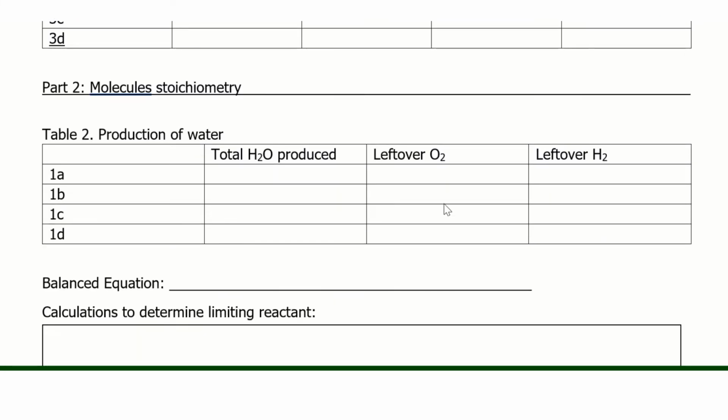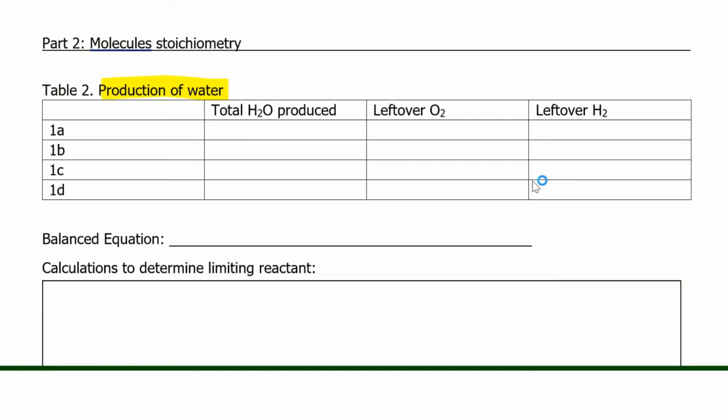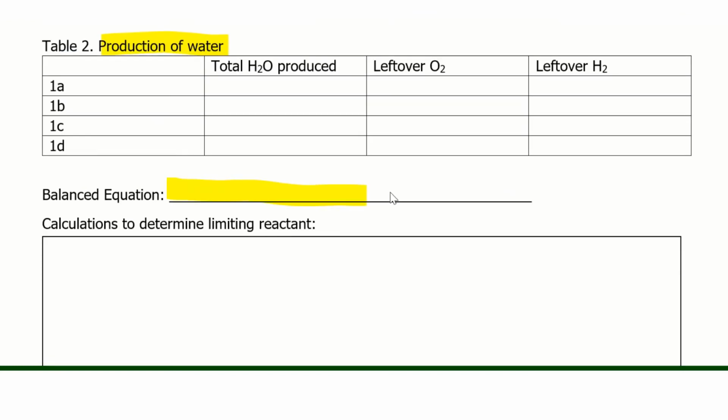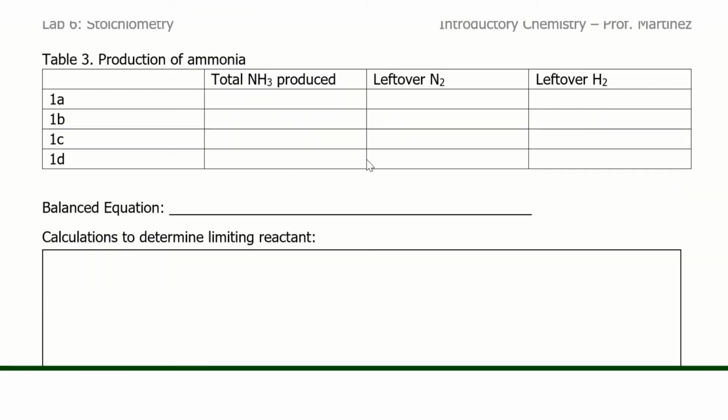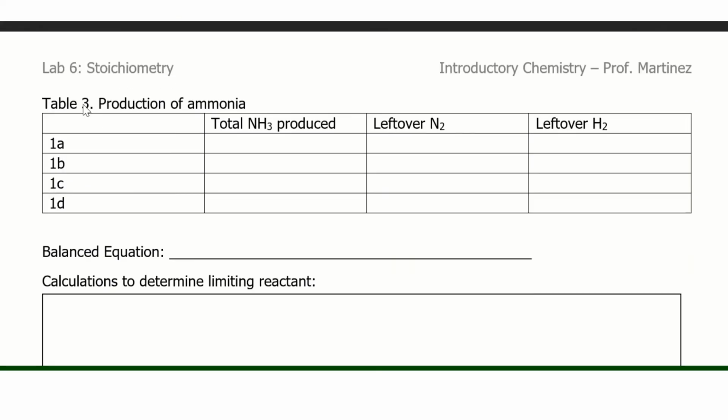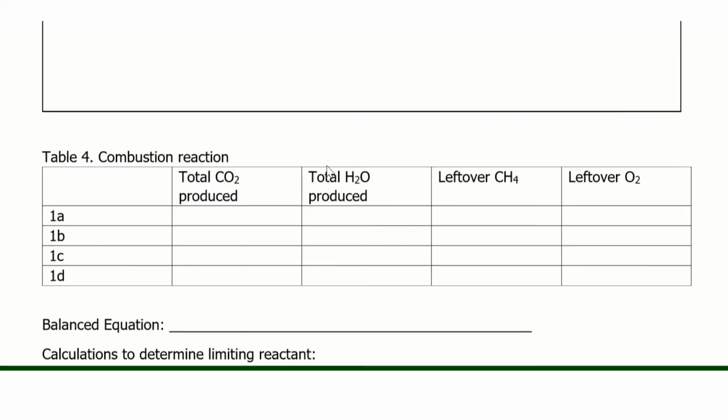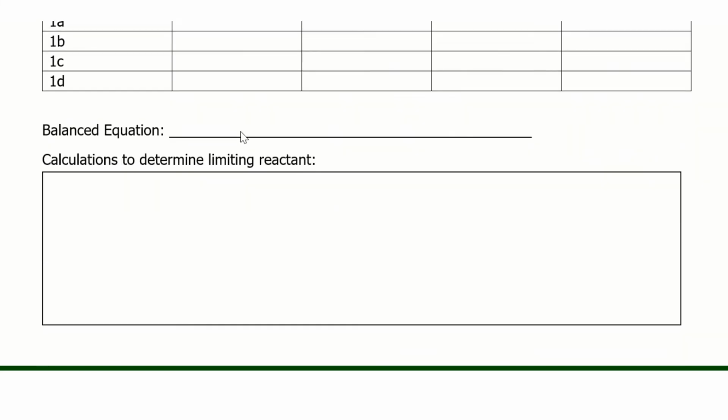And then here for part 2, the tables are more split up. So first we have the water production, how many H2O you produce, how many leftover O2, and you pretty much get the point. And then you're going to write down the balanced equation, calculations to determine limiting reactant, production of ammonia. So it's the same idea for all of these.